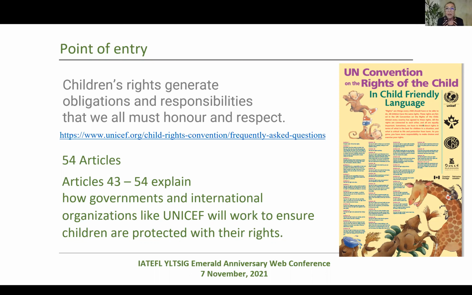So I'll say a little bit more about the convention later on, but the statement from UNICEF: children's rights generate obligations and responsibilities that we must all honor and respect. Now, this means that implementing children's rights should form part of our wider professional remit in the English language classroom, and that our role expands beyond that of pedagogy alone.